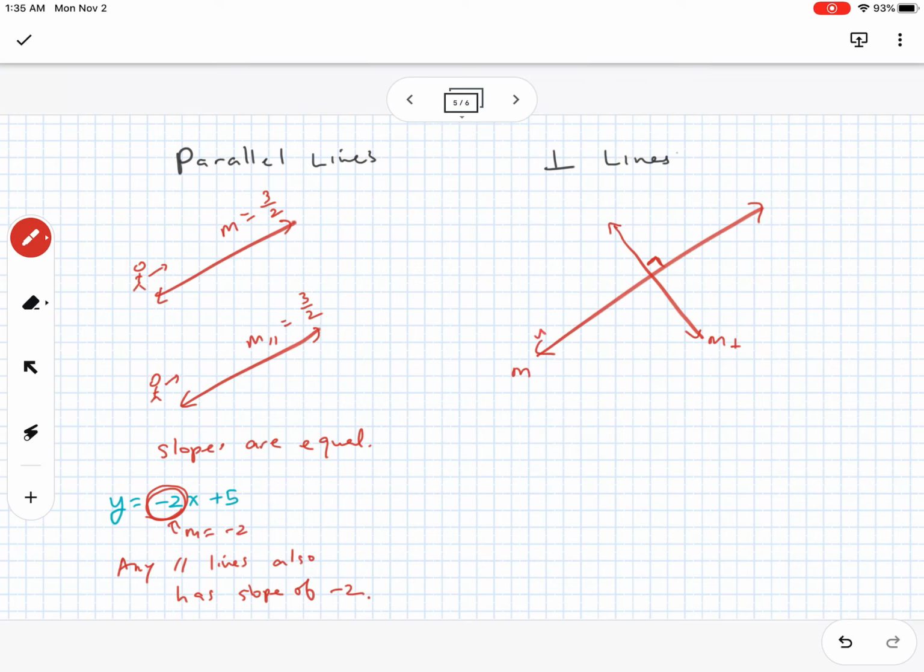I want you to notice just off the bat that one of the slopes is positive, it's uphill, and one of them is negative, it's downhill. So already we know that the slope of the perpendicular is the opposite. When I say opposite, we're saying plus to minus or minus to plus. And the other part of it is that it's not just the opposite number, but it's the opposite reciprocal.